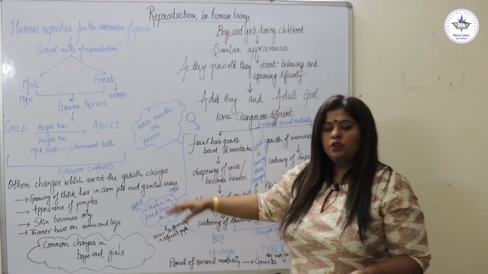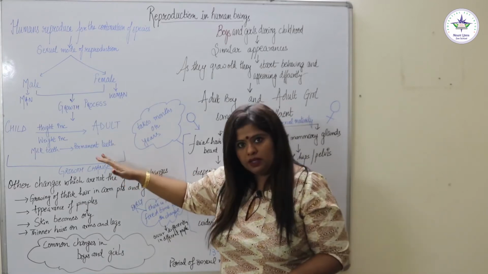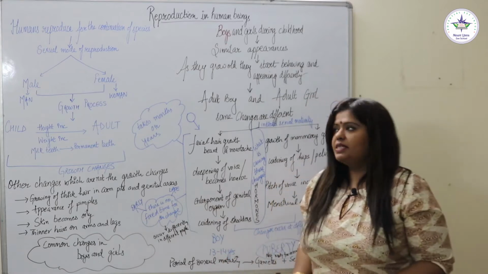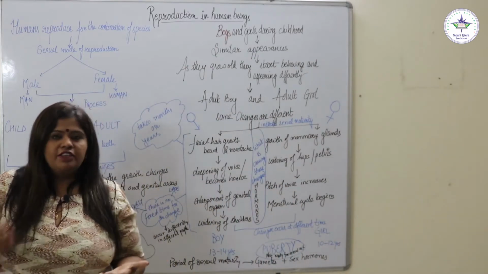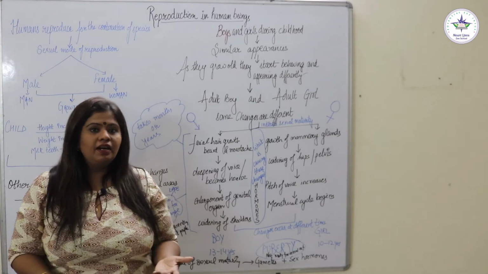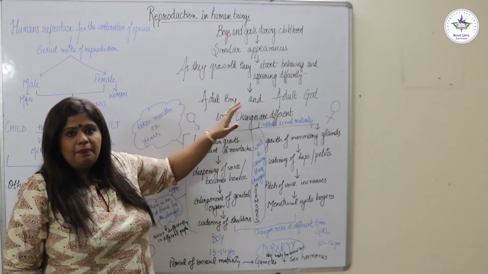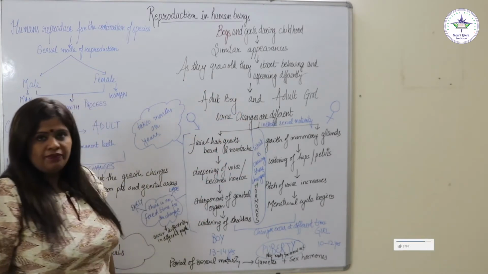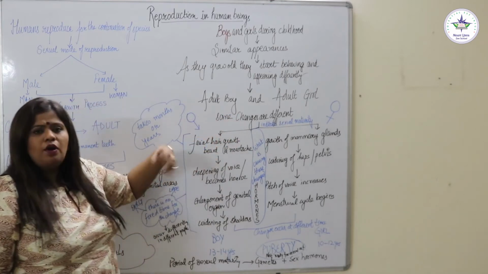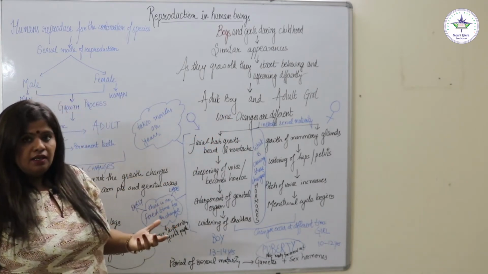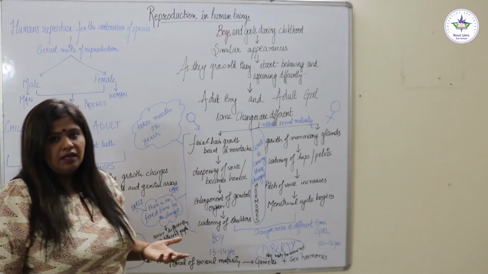So what we have seen is that growth changes are there. Apart from the growth changes, there are some changes which cannot be attributed to growth but are similar in boys and girls. Boys and girls during childhood have similar appearances, which means that you are not able to differentiate between a baby boy and a baby girl by the appearance. But as they grow old, they start behaving and appearing differently. So the adult boy and adult girl are different, because some changes are different. What are these changes? When do these changes appear in the human body?